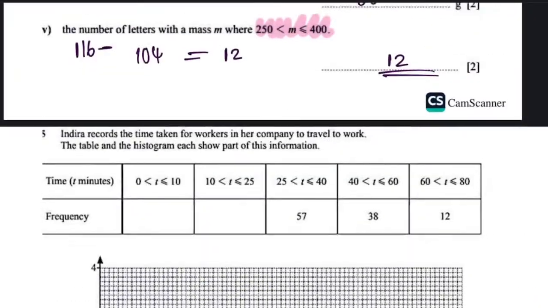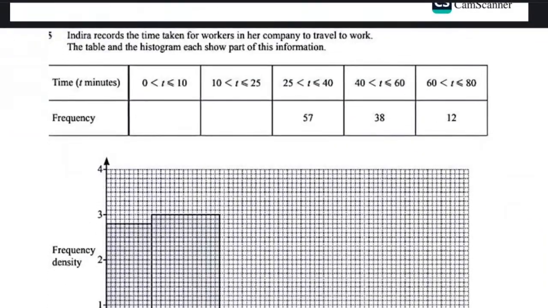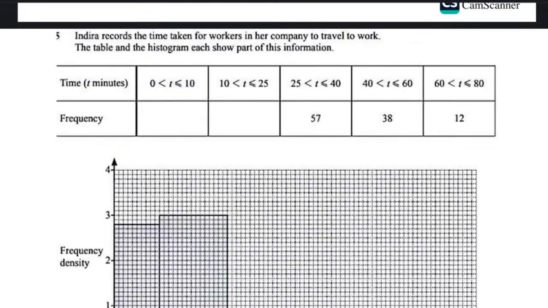All right, now let's do this one. Injury records. And they're saying we have the histogram, and we want to fill in this. Basically, that's how it is. So the moment we see the word histogram, you've got to put the formula which we use. It's going to be frequency divided by class width.